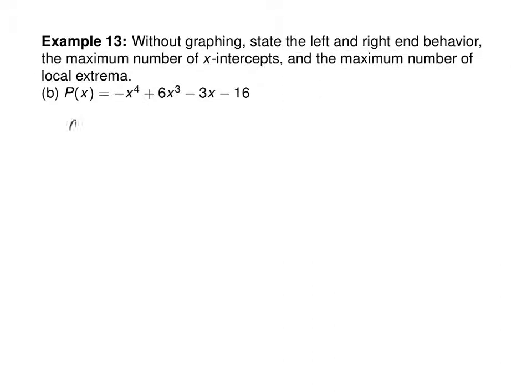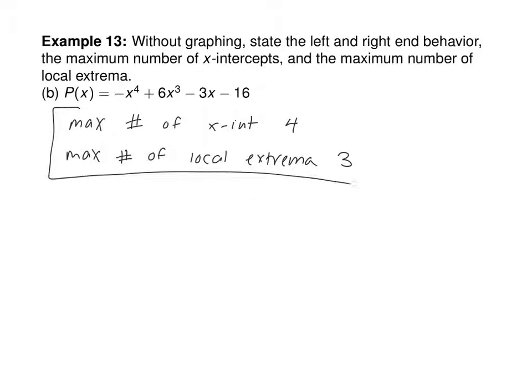So what is the maximum number of x-intercepts here? 4. And what is the maximum number of local extrema? 3. And that doesn't mean that there are exactly 4 intercepts or exactly 3 extrema. It means that that's the most there could be. It's like if you go out and you find 3, you know that there can't be any more.